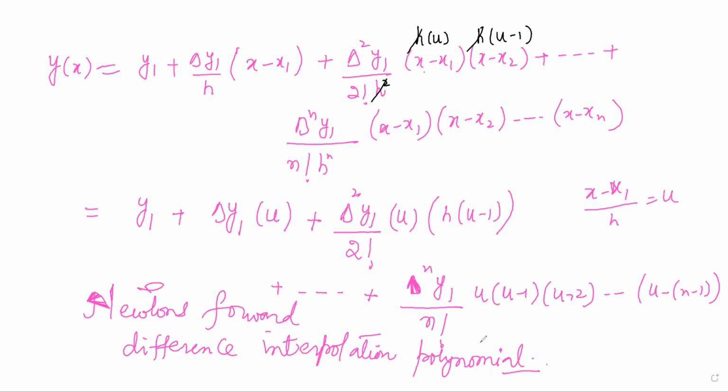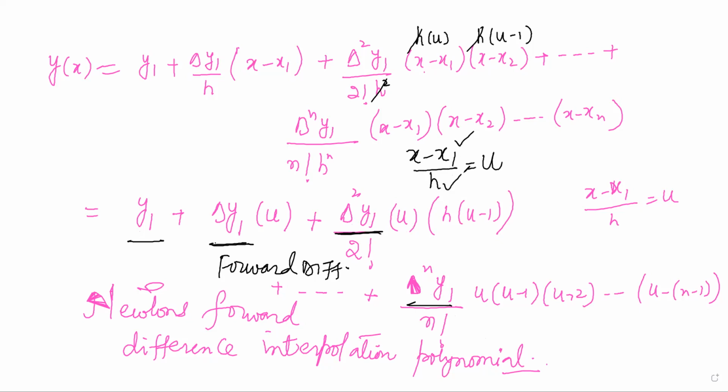Now, after deriving this formula, the question is all about obtaining these forward difference values. If you have to solve the interpolation formula, y1 will be given to us. Delta y1, delta 2 y1, delta n y1 will be obtained once we draw the forward difference table. And the value of u is x minus x1 divided by h. x1 is given, h is given, so it's quite easy to find the value of u as well.